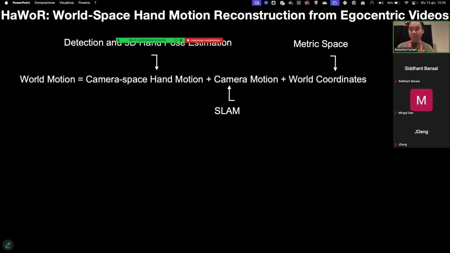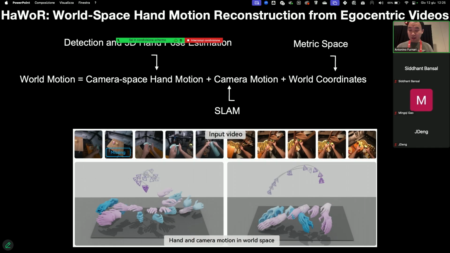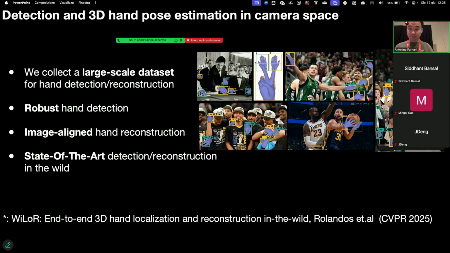Let's take a step back and think about what world motion is. We can break it down into three components. The first is the camera space hand motion, the second is camera motion, and the third is world coordinates. So, let's start with detection and 3D hand pose estimation in camera space.